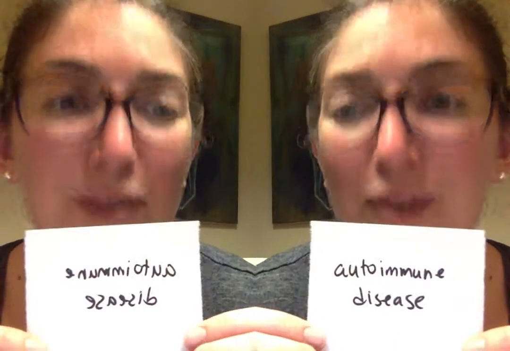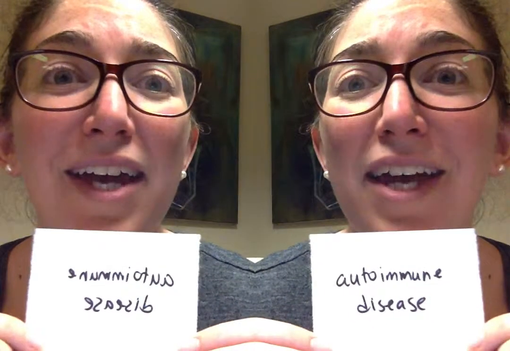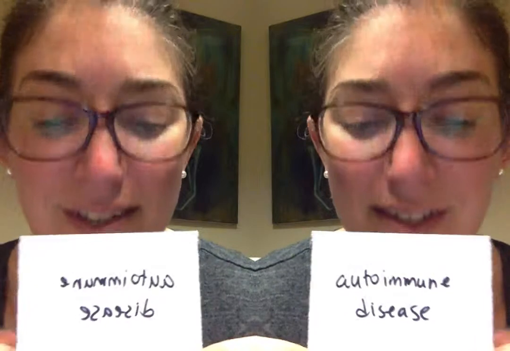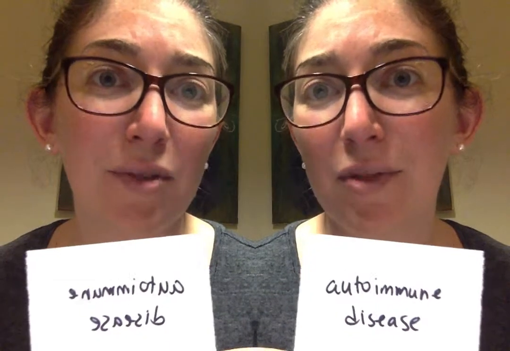What's some other? Psoriasis, lupus. Type 1 diabetes targets the islet cells in the pancreas that produce insulin. So it results in killing off all the insulin-producing cells of the pancreas. Okay, that's enough about autoimmune diseases.